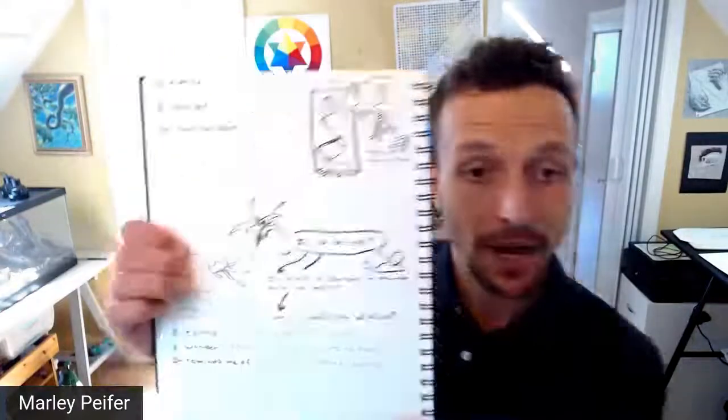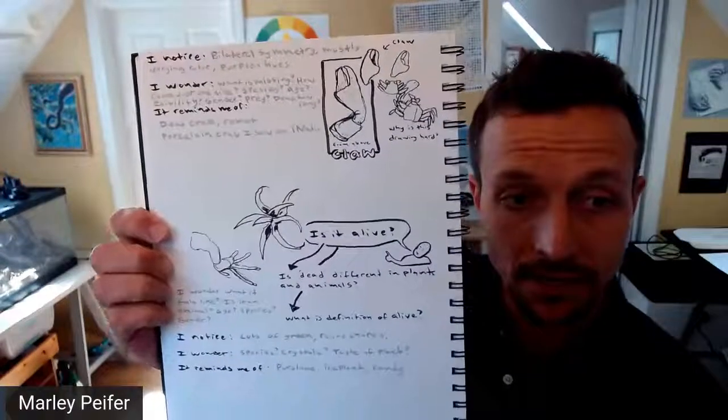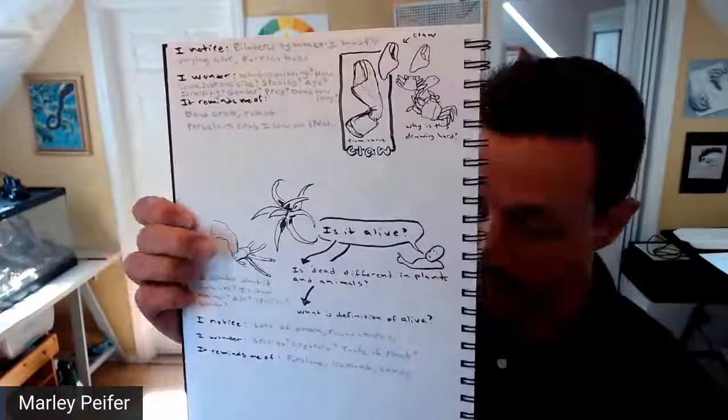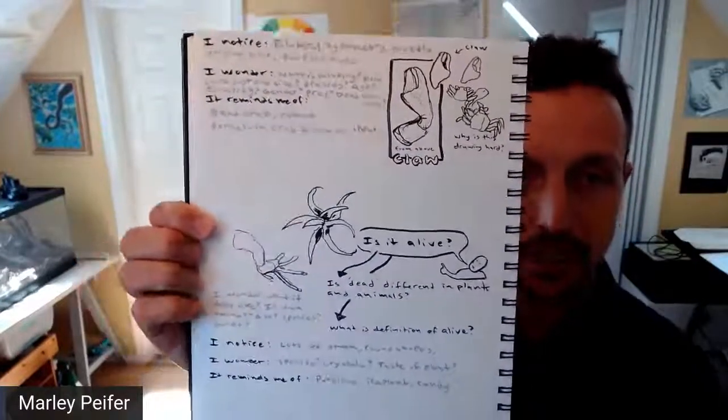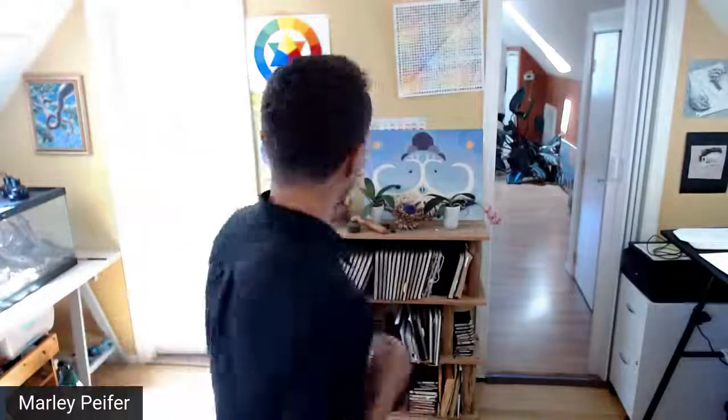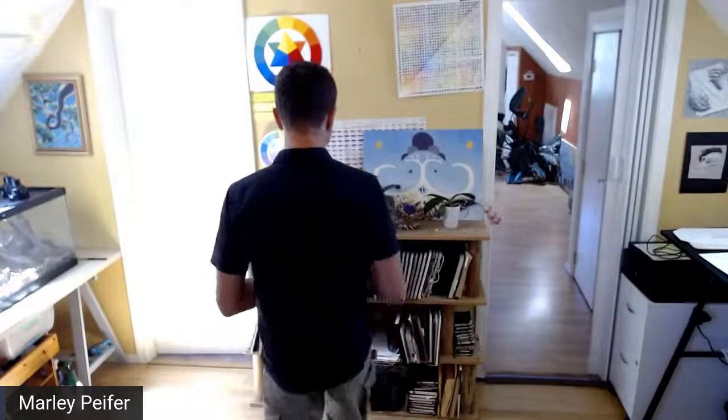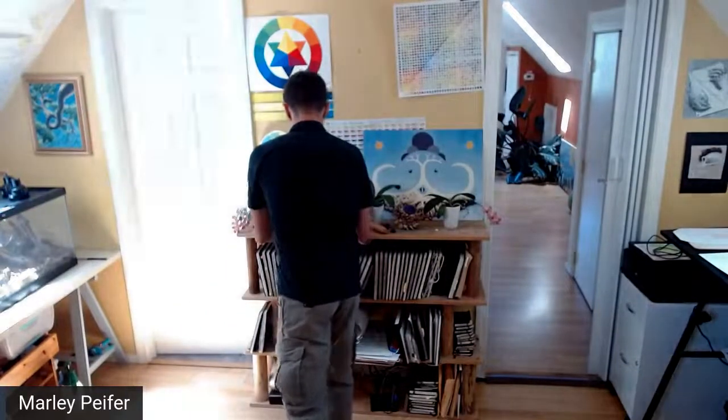Here is my page so far. And you can see, even just from doing some really easy I notice, I wonder, it reminds me of with found objects and photos, you can get a nature journal page going and start filling out some stuff. So now I'm going to choose another one that I'm really excited to look at together. And I'll just pick it from back here.